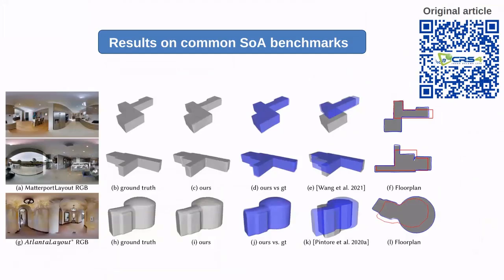In the original article, we tested our network on publicly available benchmarks. For illustration, we show here respectively the input equirectangular image, the ground truth 3D model, our predicted results, our prediction with the ground truth overlay, and the prediction of a competitor method with ground truth overlay. The results show that our approach guarantees consistent performance with different kinds of models, in particular in the case of more complex structures such as domes and sloping roofs. See the original article for more information.